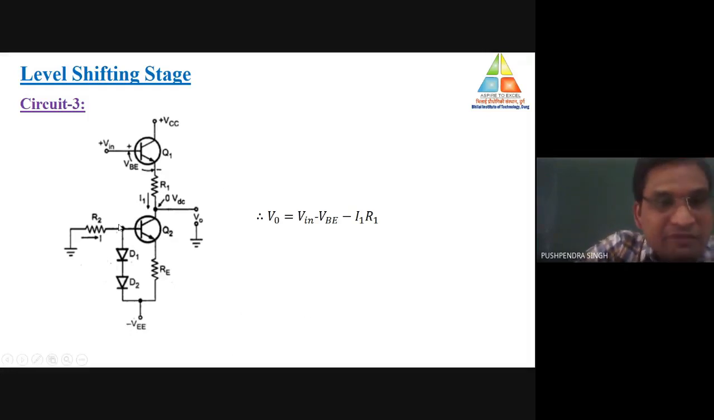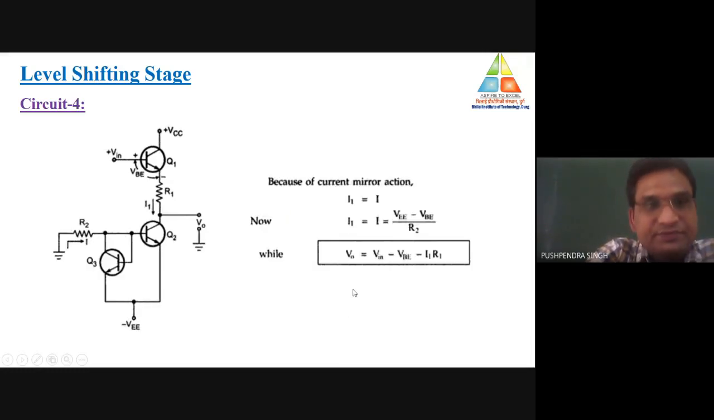But what is the problem with this circuit? Already we had discussed in the case of a constant current source, here we need to use two diodes. So by modifying the circuit using a current mirror, we may reduce the number of components, and we may use the current mirror circuit here.